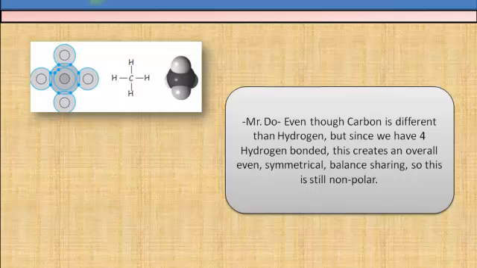Even though carbon is different than hydrogen, since we have 4 hydrogens bonded, this creates an overall even, symmetrical, balanced sharing, so this is still nonpolar.